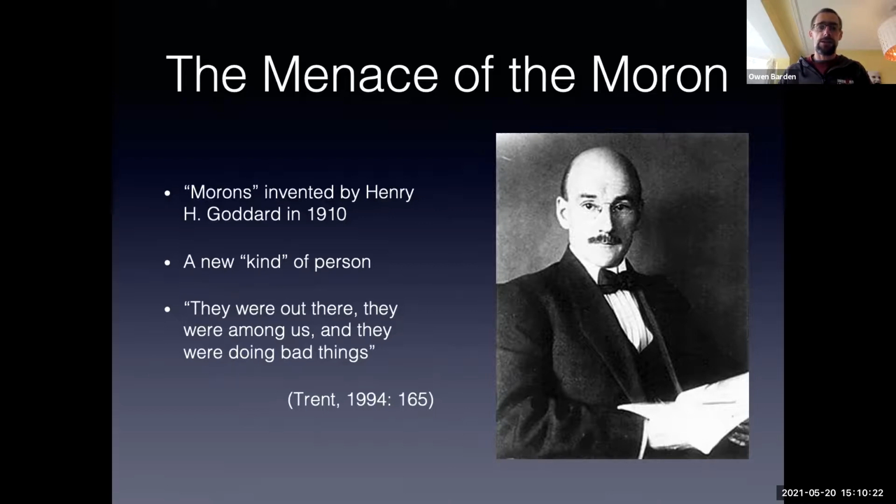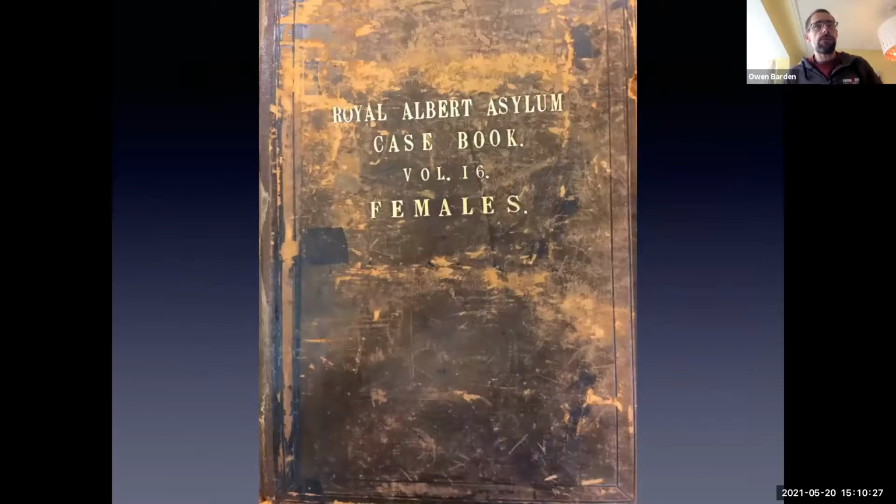So that was documentary research using books. A different kind of documentary research is to use archive material, if you can get access to it. So this slide, it says it's the Royal Albert Asylum Casebook, Volume 16, Females. So this is actually a huge leather-bound ledger of the admissions book for what was called an idiot asylum up near Lancaster.